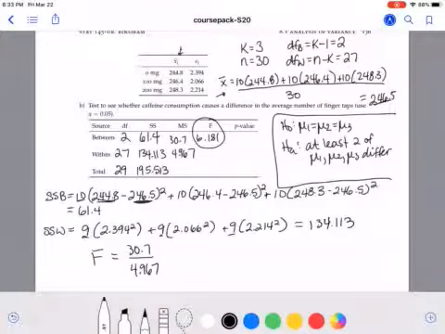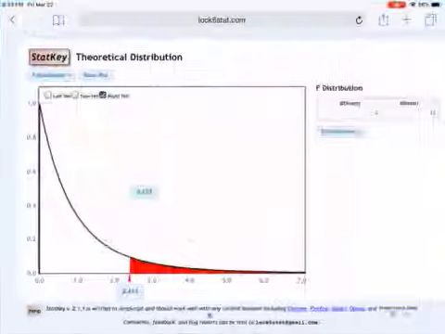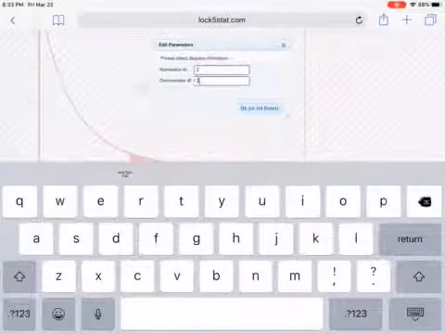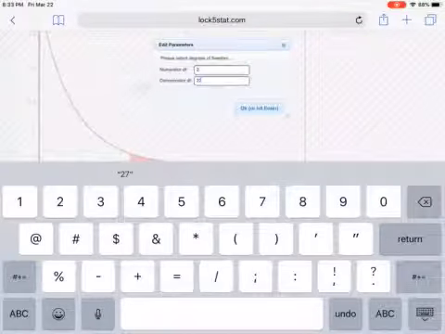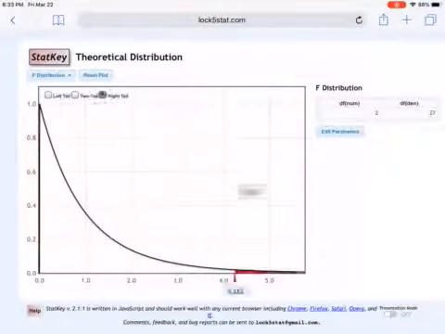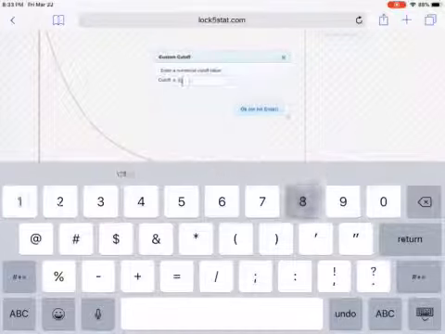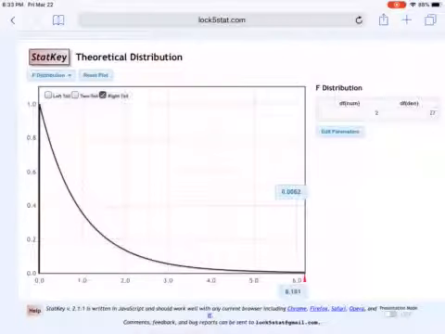So in StatKey, we want to look that up using degrees of freedom 2 and 27. So we have 2 and 27. We always do right tail for these ANOVA problems. And then our test stat was 6.181. We obtain then a p-value of 0.0062.